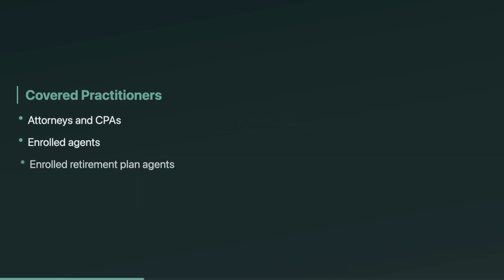Start with the obvious Circular 230 group: state-licensed attorneys and CPAs, plus enrolled agents, enrolled retirement plan agents, and enrolled actuaries. On the EA exam, they love bundling these together and then sneaking in another category like appraisers or unlicensed reps. If the person is practicing before the IRS, assume Circular 230 is in play unless a specific exception applies.